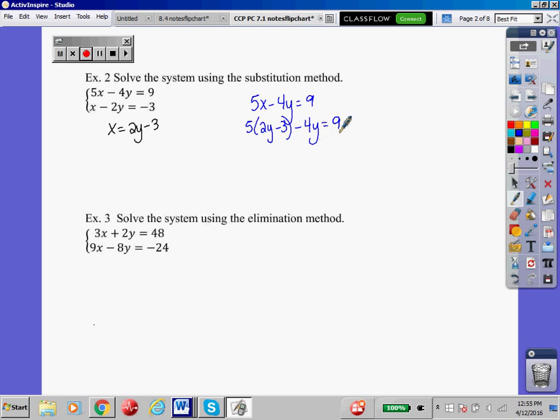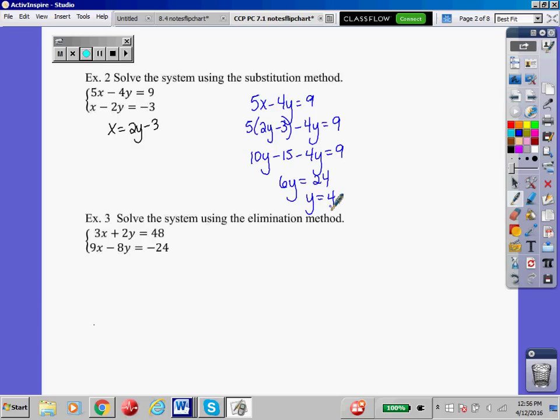The reason why we do that is, frankly, you can't solve a system with 2 letters. You actually can't. But if we rewrite it using substitution, now I can. I've only got one variable. So I'm trying to rewrite it in such a way that I can figure it out. So this is 10y minus 15 minus 4y equals 9. Let's multitask. 10y minus 4y is 6y. Add 15, so y is 4.